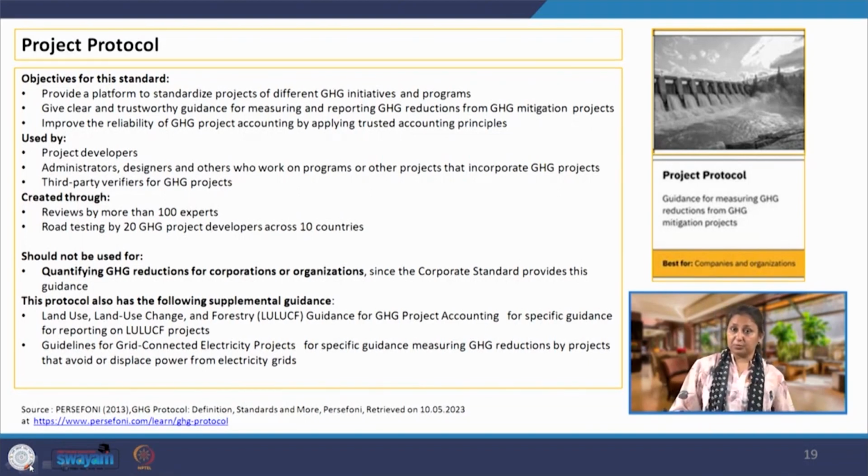Then we have the project protocol. We were talking about product earlier, and here we are talking about the project protocol for measuring GHG emissions reductions from GHG mitigation projects. For example, India, in a bid to become net zero, undertakes huge afforestation exercises. Now, we might be thinking that afforestation is simply just absorbing the emissions, sequestering the emissions, but it is not just that.